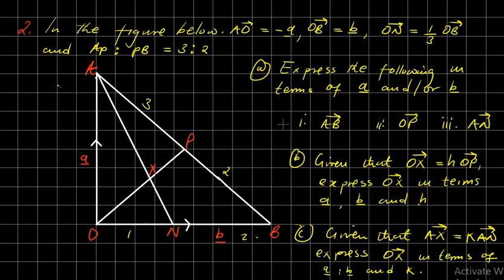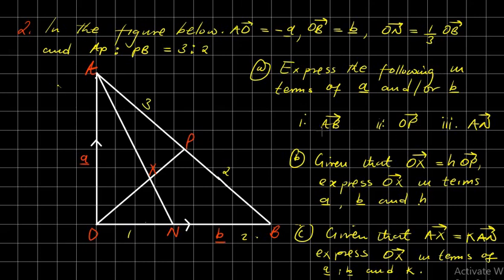So here we have the following questions. Express the following in terms of vector A and or B: the vector AB, the vector OP, and the vector AN. So that is part 1. Let's look at how we can find these 3 vectors.